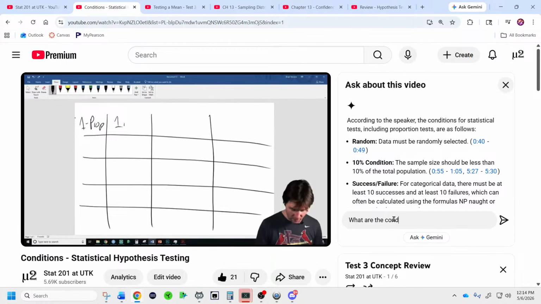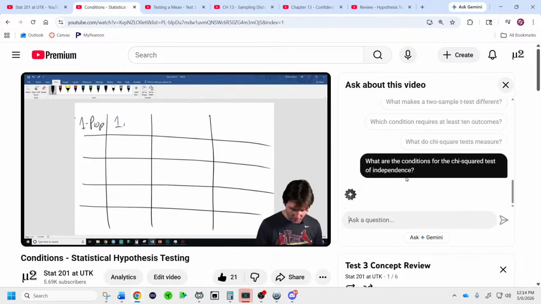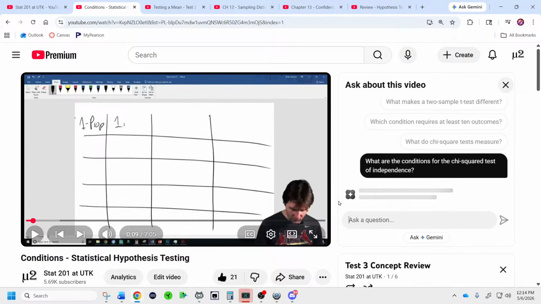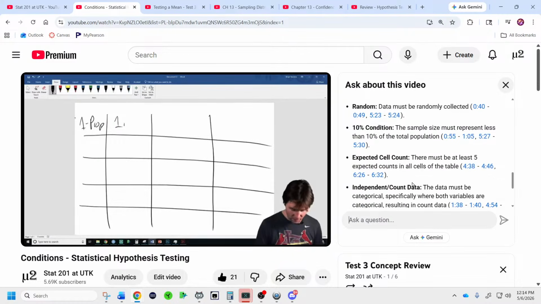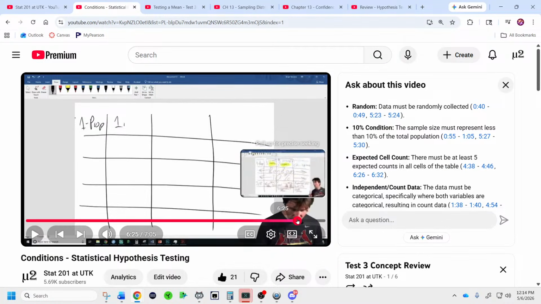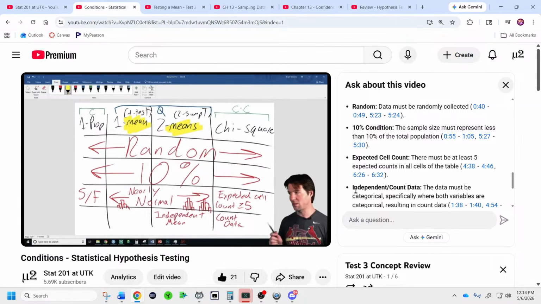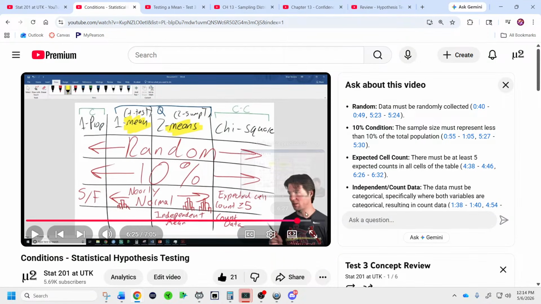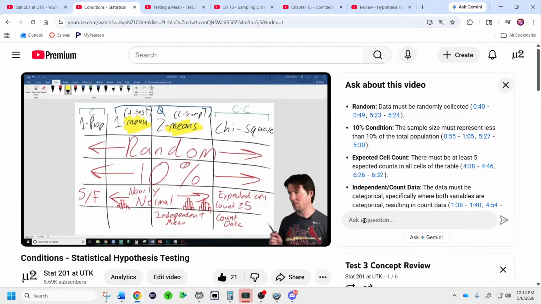What are the conditions for the chi-squared test of independence? I think this is really neat. It's using my video as the training data, and it got it. Did it get it? Yeah, random, 10%, expected cell count, and counted data. This is a slight error. The independent, that is an error. So you've got to watch out. You have to know how to check stuff, but make sure to check it out. And I think it's really good.